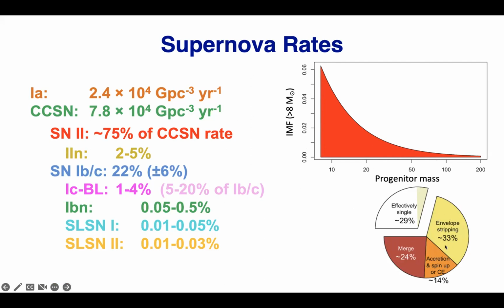Actually, most stars do engage in interaction with their companions. So even among things like type 2 supernovae, this shows you that because they're 75%, but only 29% of stars are effectively single, probably a significant fraction of type 2 supernovae do undergo interaction. And that means these rare subtypes are likely being affected significantly by interaction, envelope stripping by a companion as well. And that's something that you need to know confidently what the rates are to really address in detail.